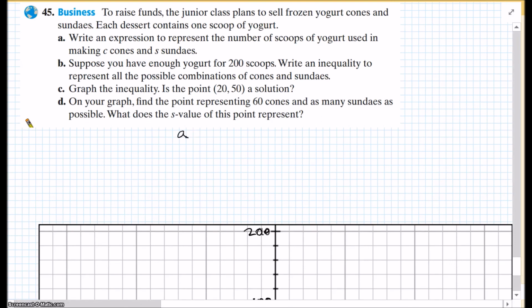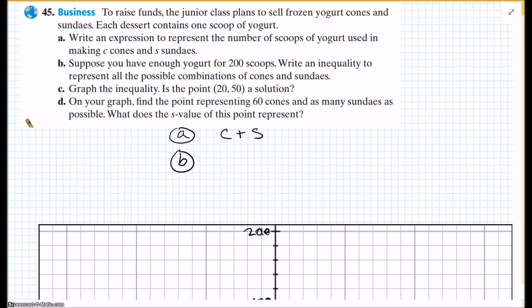So part A is pretty straightforward. Since each of them takes 1 scoop of yogurt, the total amount would just be C plus S, for cones and sundaes. So part B: suppose you have enough yogurt for 200 scoops. Write an inequality to represent all the possible combinations of cones and sundaes. So cones plus sundaes is going to be less than or equal to 200.